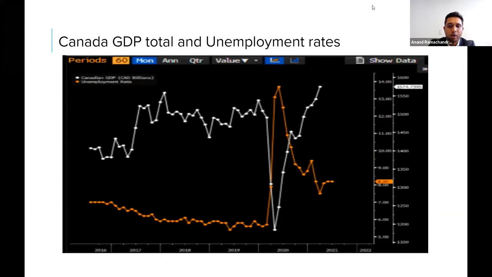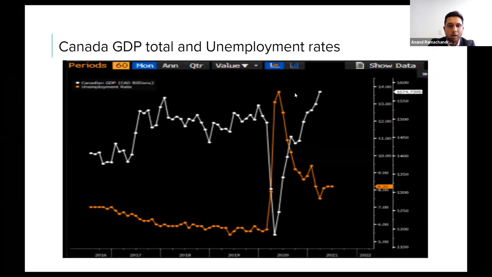This means we now have an efficiency in the market, and this is basically a good thing for Canada, which could lead to further improvement in the Canadian dollar or strengthening in the Canadian dollar. Next slide, please.